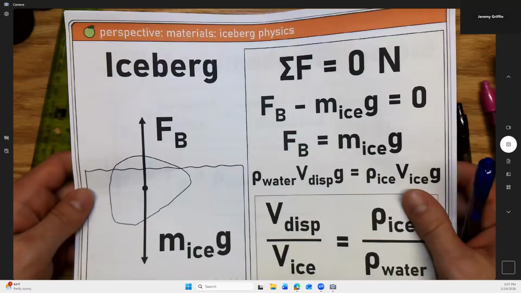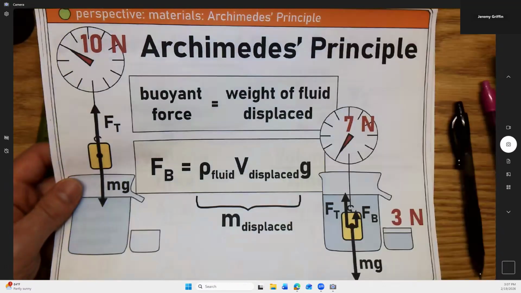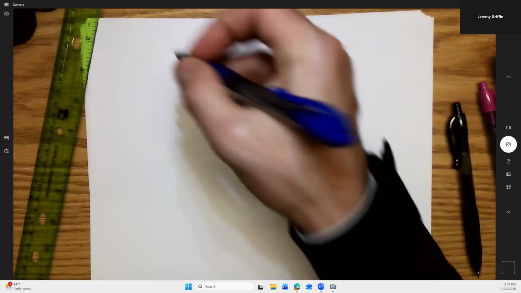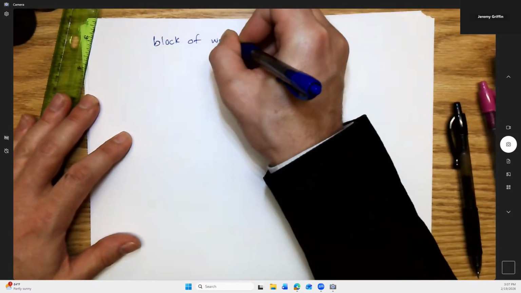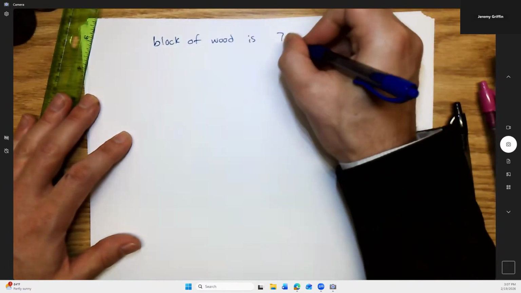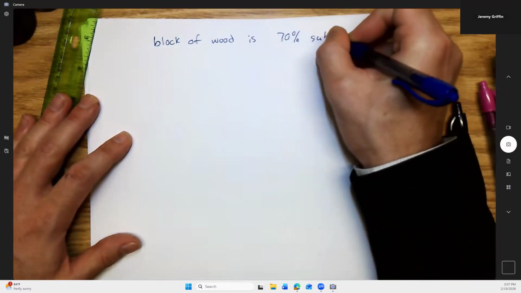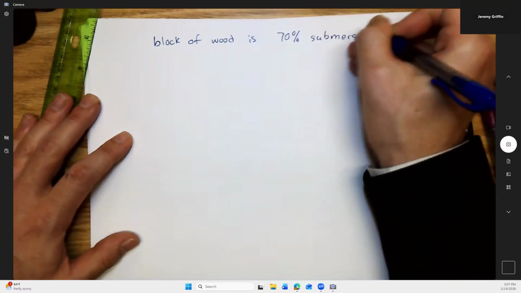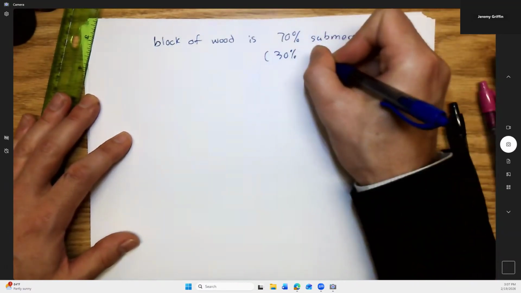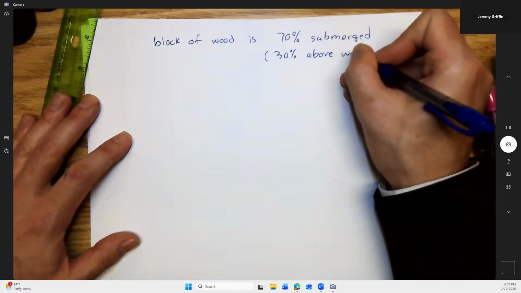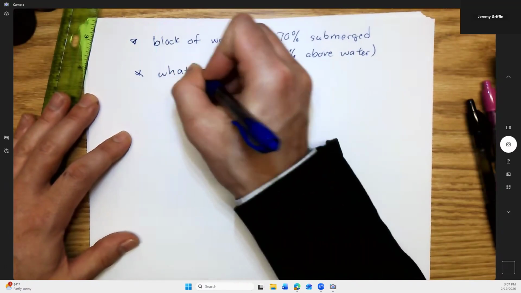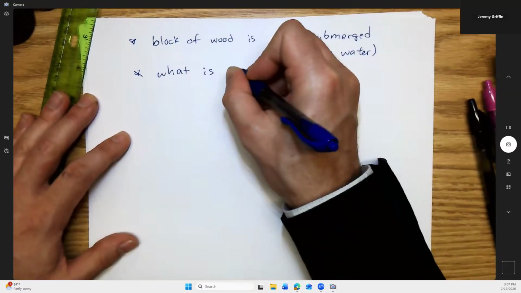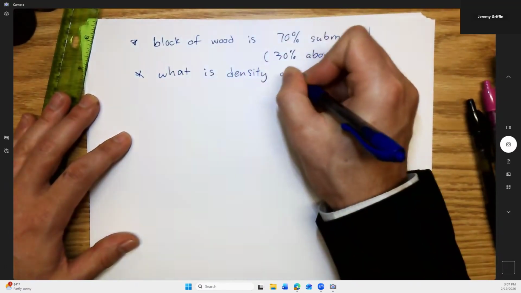Good. All right. Let's try this iceberg right here, which involves buoyant force, Archimedes principle. It's going to be part of it. Let's say that a block of wood is, let's say 70% submerged, which means, of course, 30% above water. So what is the density of the wood?